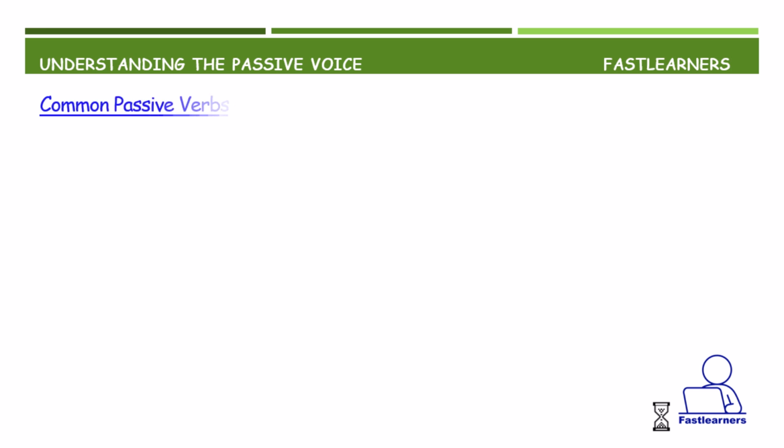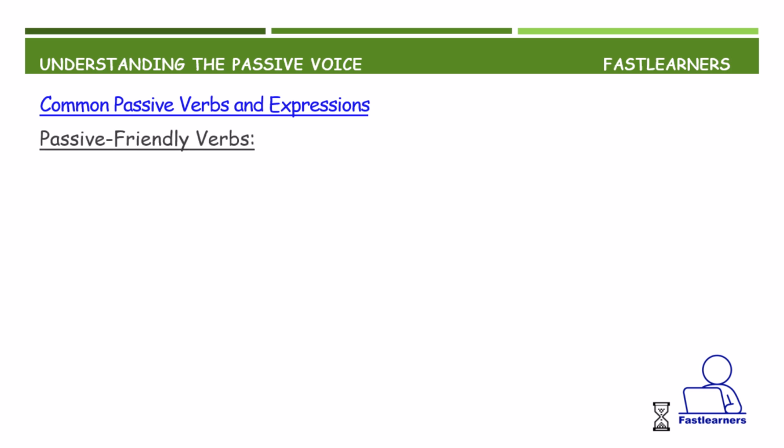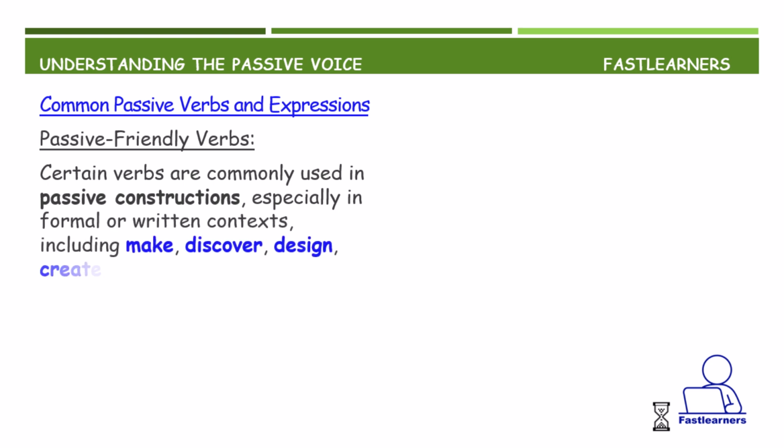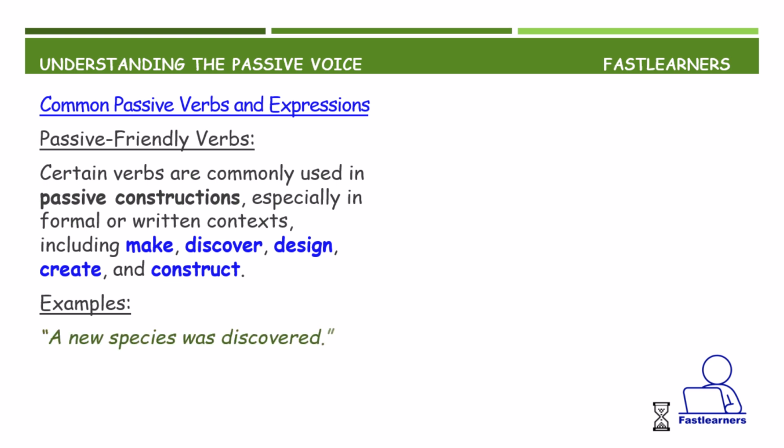Let's study some common passive verbs and expressions. First of all, we have verbs that are passive-friendly. Certain verbs are commonly used in passive constructions, especially in formal or written contexts, including make, discover, design, create, and construct. Let's have some examples. A new species was discovered. The machine is operated with care.